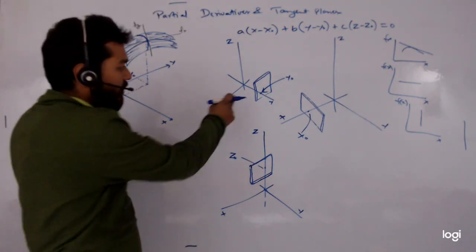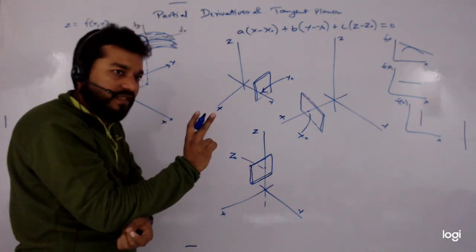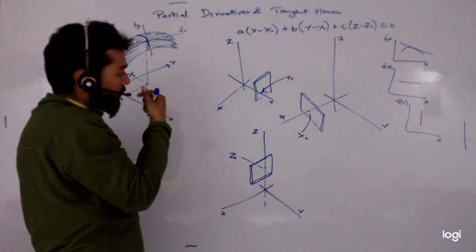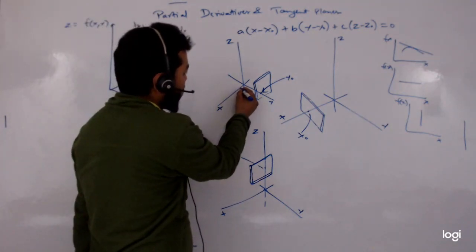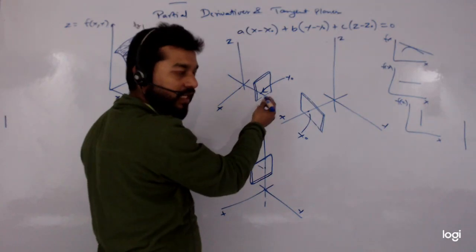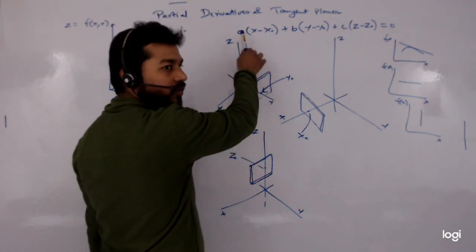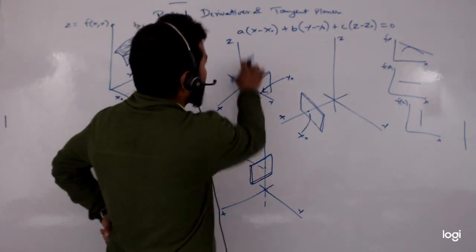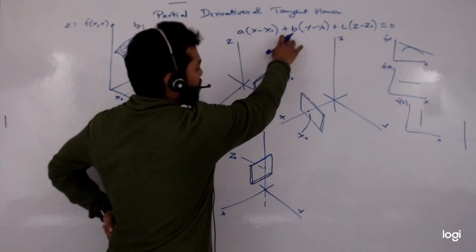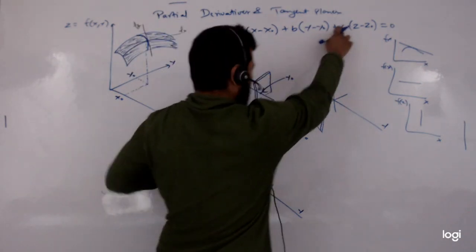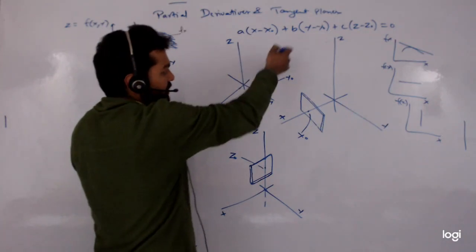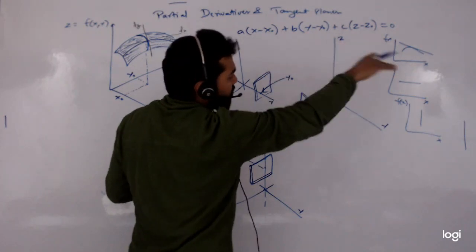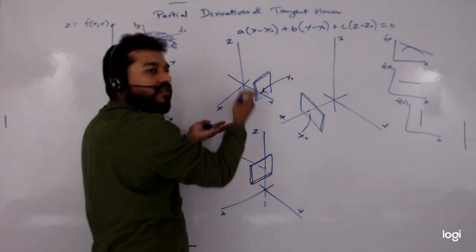Now this one is parallel to two axes. It's parallel to the z-axis and it's parallel to the x-axis. For a plane, wherever it's parallel, the coefficient of that one would be 0. So this should be with a equal to 0 and c equal to 0. This is parallel with the x-axis and z-axis, so this should be b into y minus y naught equal to 0. B goes to the other side, becomes 0, y is equal to y naught. So this is y equal to y naught.